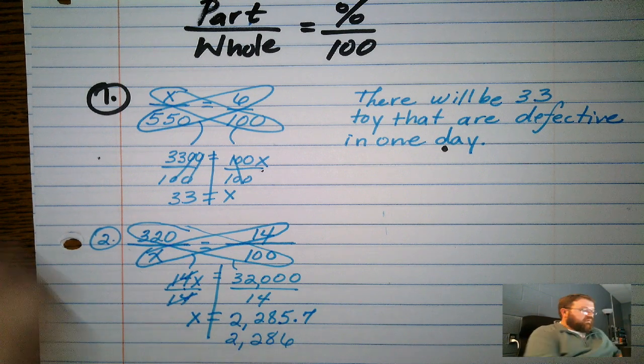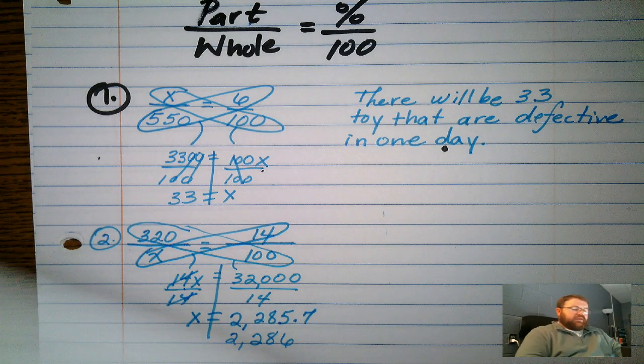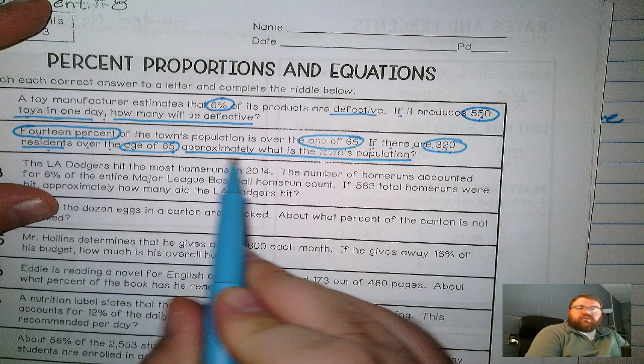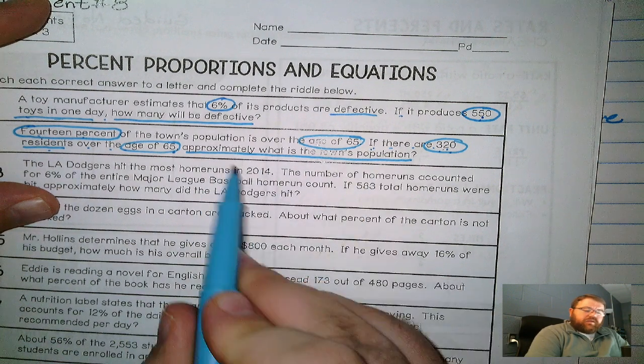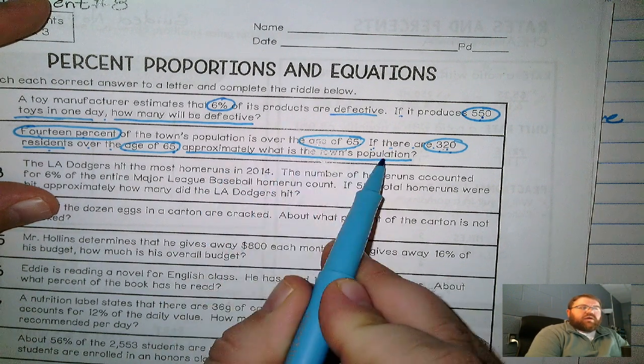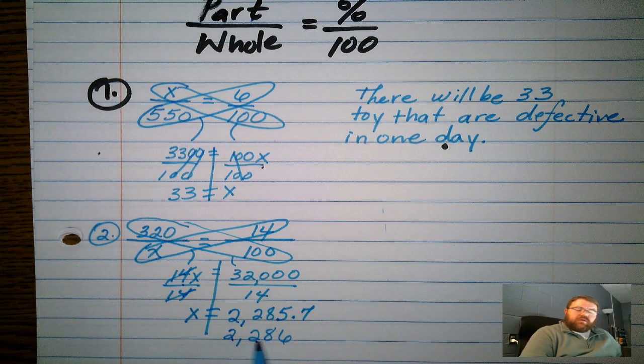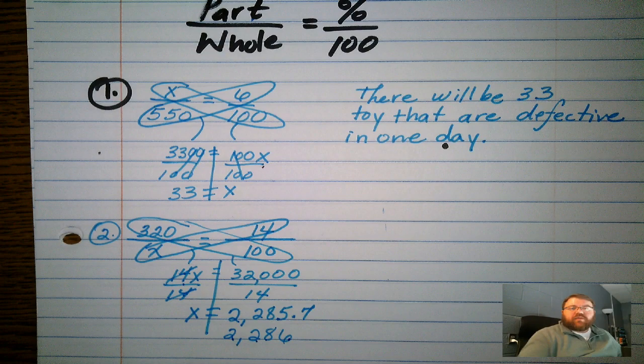And a quick way to always double check is go and look at cubes. What did we underline as the question? And in this one, what is the town's population? So we know that the 2,286 is the town's population.